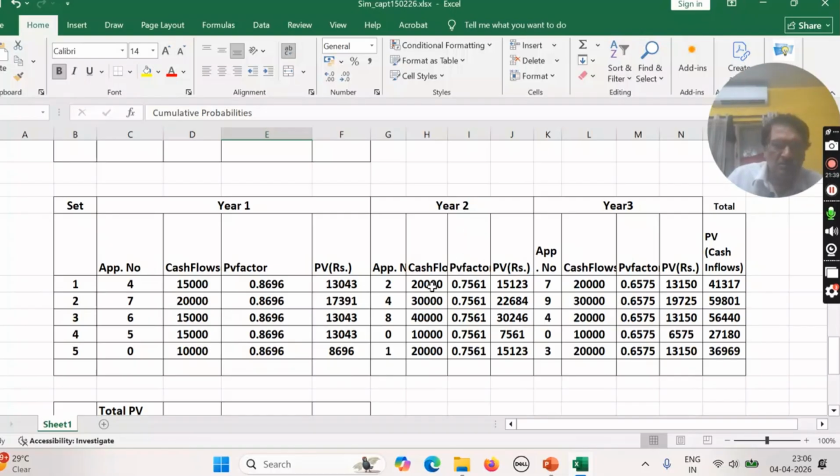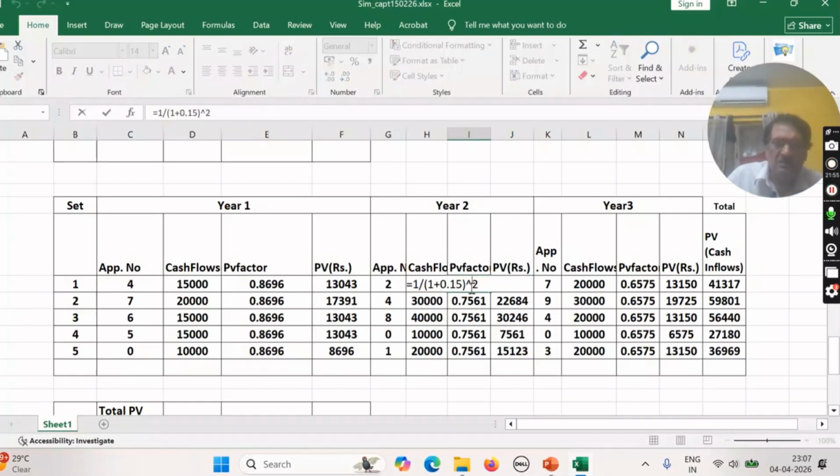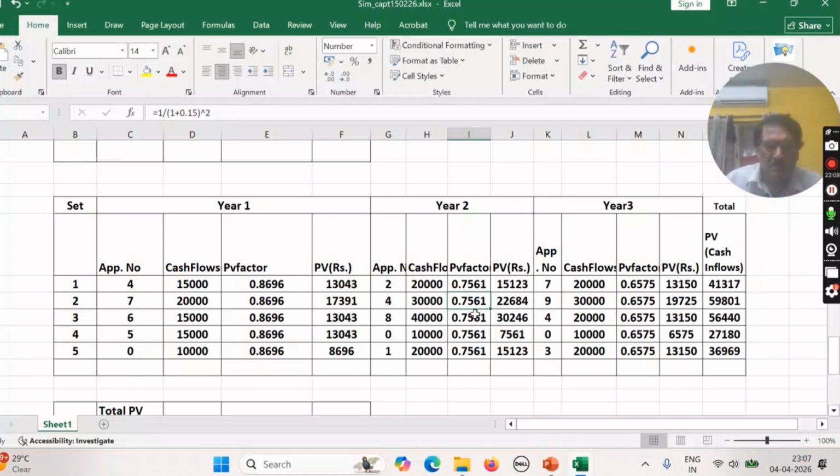For the second year also, these are the cash flows and this is the present value factor. Why is this different? This is after 1 year, and all these figures are after the second year. After the second year, the present value factor will be this. You can check the formula: 1 plus 0.15 to the power 2. That's why the discount factor, the present value factor after the second year, is this. And if you multiply, then you will get the present value.